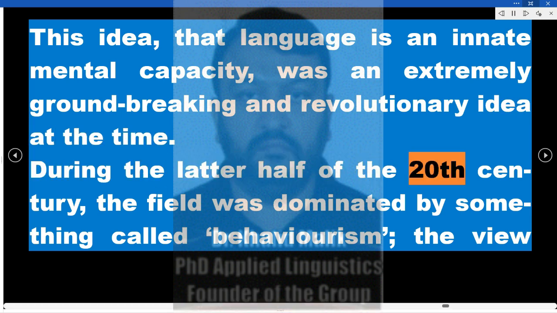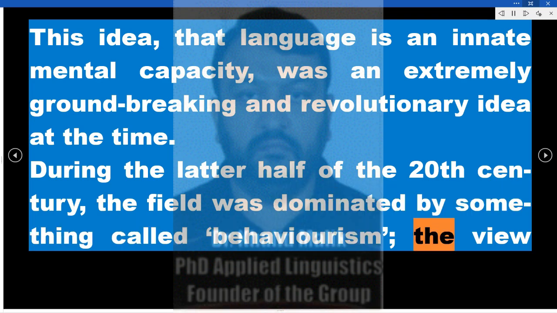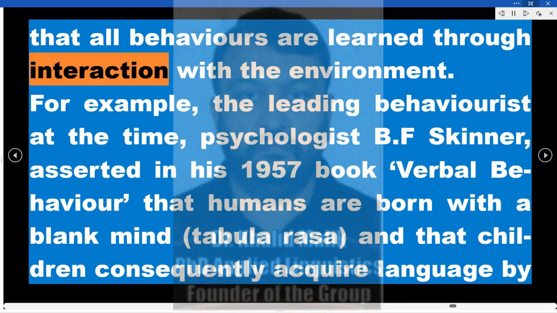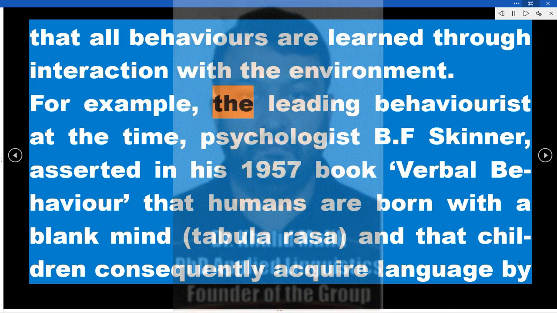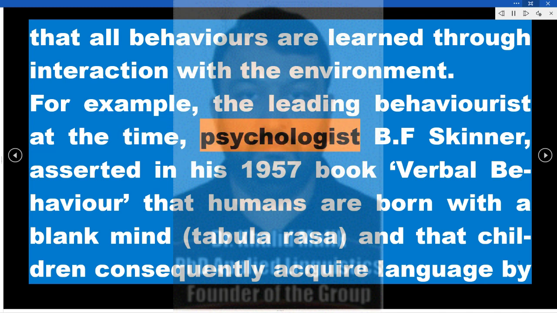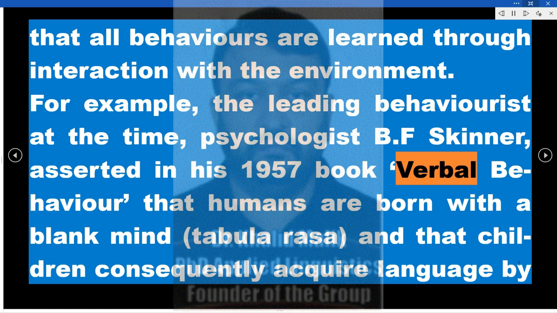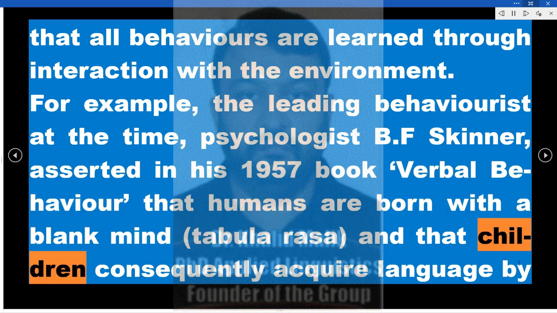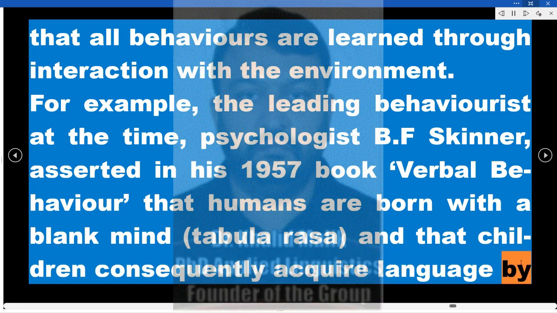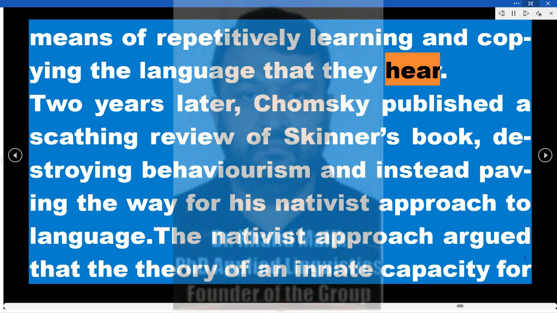During the latter half of the 20th century, the field was dominated by something called behaviorism, the view that all behaviors are learned through interaction with the environment. For example, the leading behaviorist at the time, psychologist B.F. Skinner, asserted in his 1957 book, Verbal Behavior, that humans are born with a blank mind, tabula rasa, and that children consequently acquire language by means of repetitively learning and copying the language that they hear.